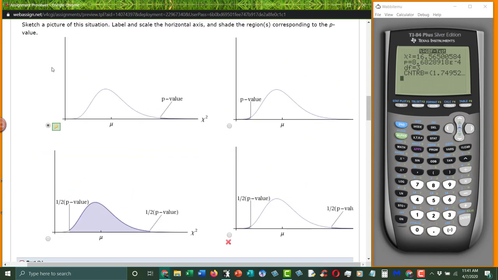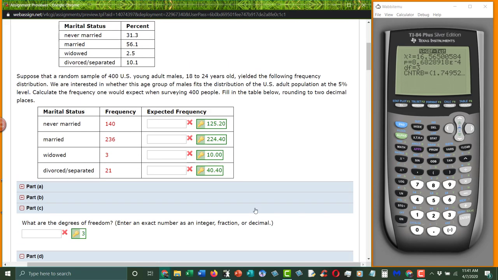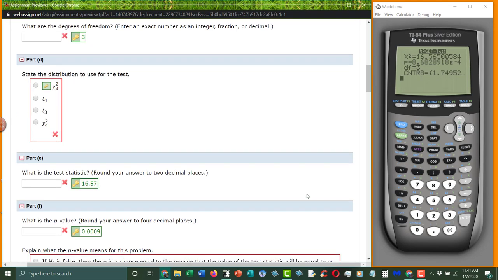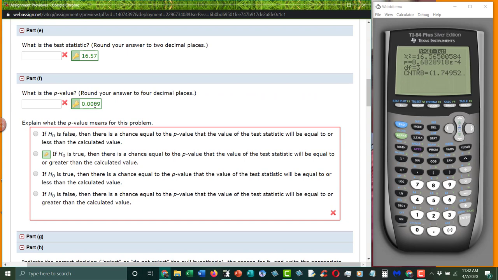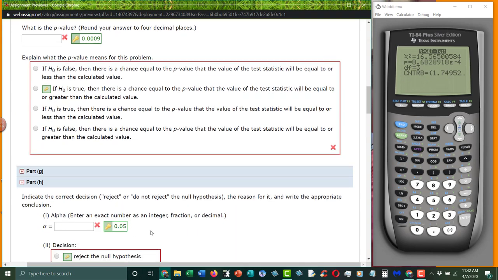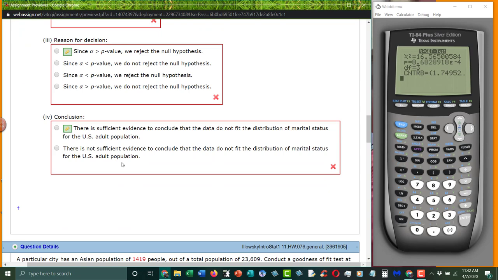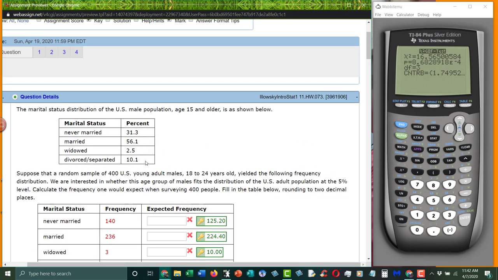And part H, what is our alpha? I don't know if it said it. Yes, 5% level. Even if it doesn't say it, it's almost always 5%. What are we going to do? Our p-value is 0.0009. That's less than 0.05. So we're going to reject the null hypothesis because alpha is greater than p. What does that mean? There is evidence to conclude that this distribution is incorrect. That's what we've done. This is a very simple test to do with the new calculator. All right, so that was problem one.